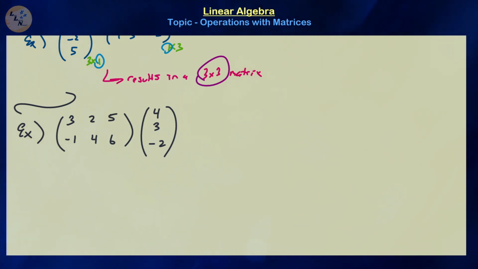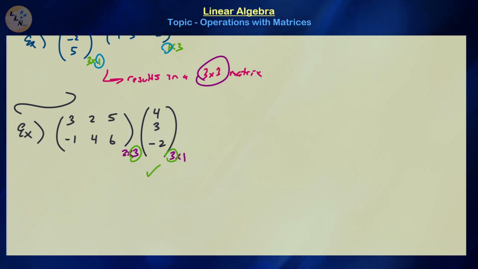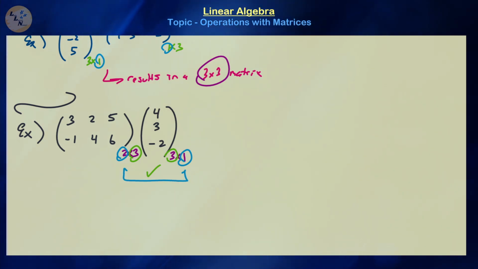So can I multiply these matrices? That's the first thing I need to check. This is going to be a 2 by 3, and this is going to be a 3 by 1. Notice my inner dimensions do agree, so that's really good. And that's going to result in a 2 by 1 matrix. So what is that 2 by 1 matrix going to be?